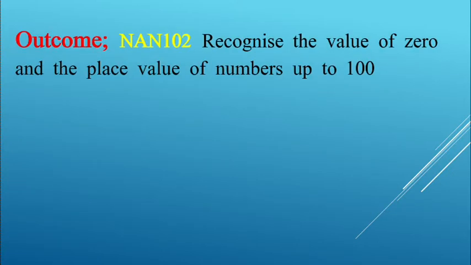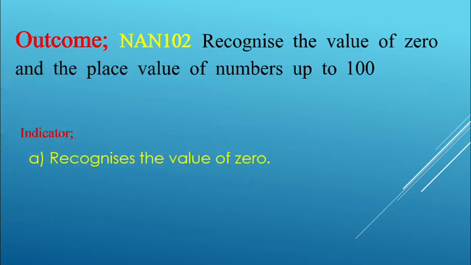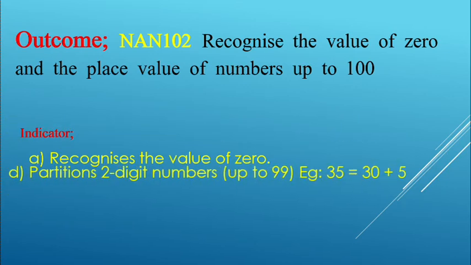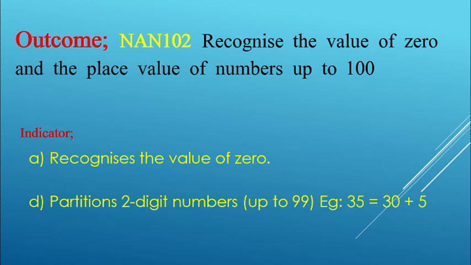Outcome: Recognize the value of 0 and the place value of numbers up to 100. Indicator A: Recognize the value of 0. Indicator D: Partition two-digit numbers up to 99. Example: 35 equals 30 plus 5.